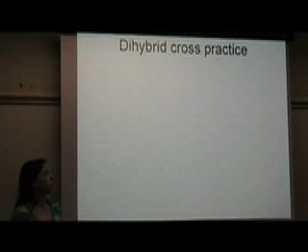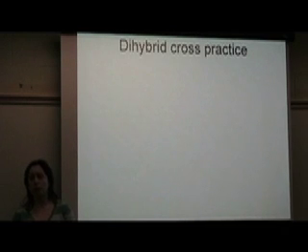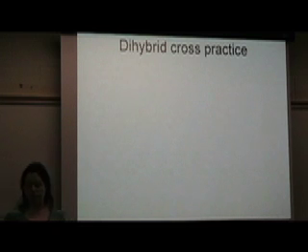Now that we are a little bit more familiar with dihybrid crosses, where we're following two traits and their inheritance, let's look at some Punnett square examples, because you're going to have to do some of these on your homework.